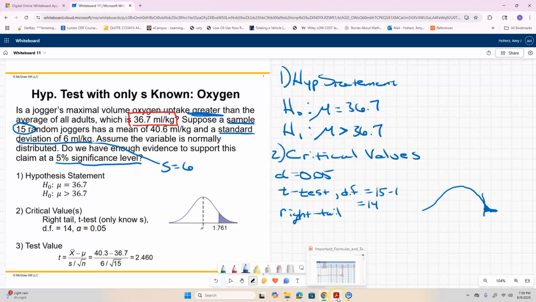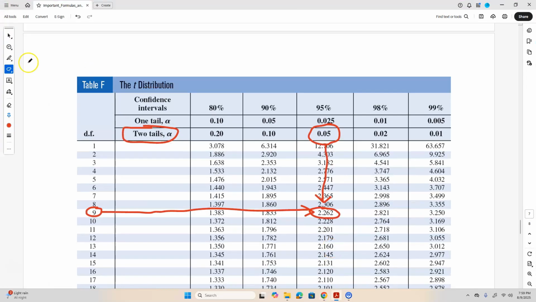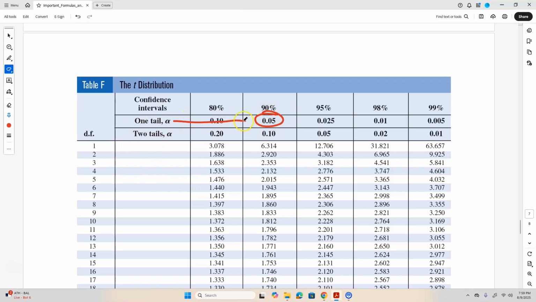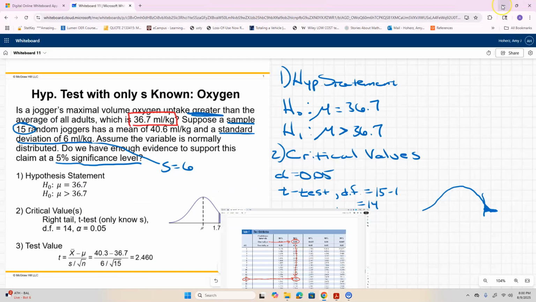See if we can locate that on the table. So one tail, 0.05. Degrees of freedom was 14. We're going to come down, and we should have 1.761. Degrees of freedom 14, one tail because it's only right tail, 0.05 for the alpha, 1.761.